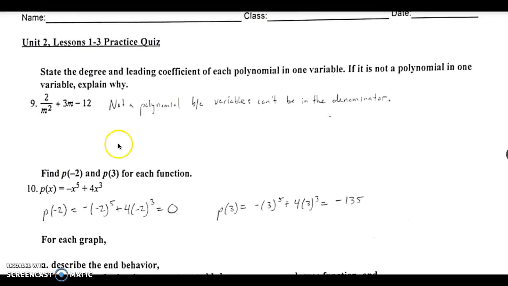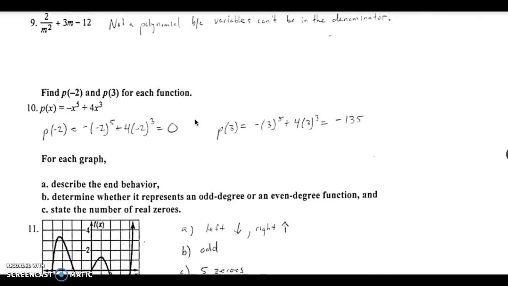For question 9 on the back, we need to state the degree and the leading coefficient of the polynomial in one variable. If it's not a polynomial in one variable, explain why. So the first thing I'm going to look at is there only one variable here? And I see that there's only m's, so I know it's a one variable thing. However, because you are not allowed to have variables in the denominator, this is not a polynomial of one variable. And that's all you have to write for question 9.